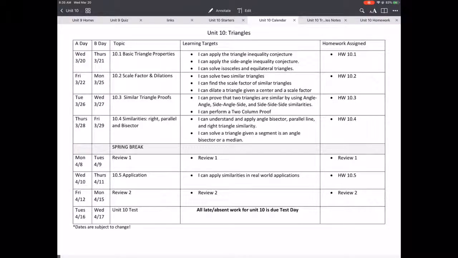So just realize that this thing may change. All right. So we'll have spring break in the middle. We'll have a week afterwards, and then we will take the test.